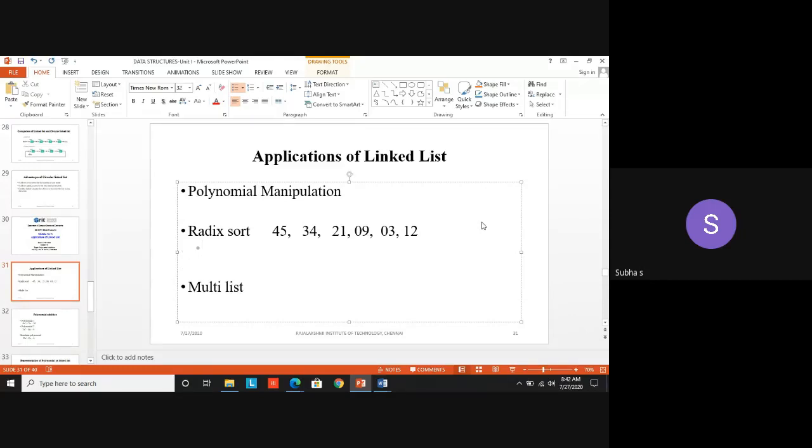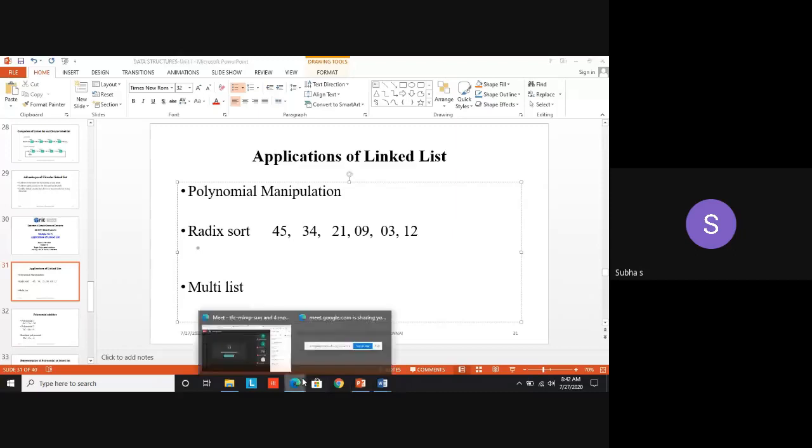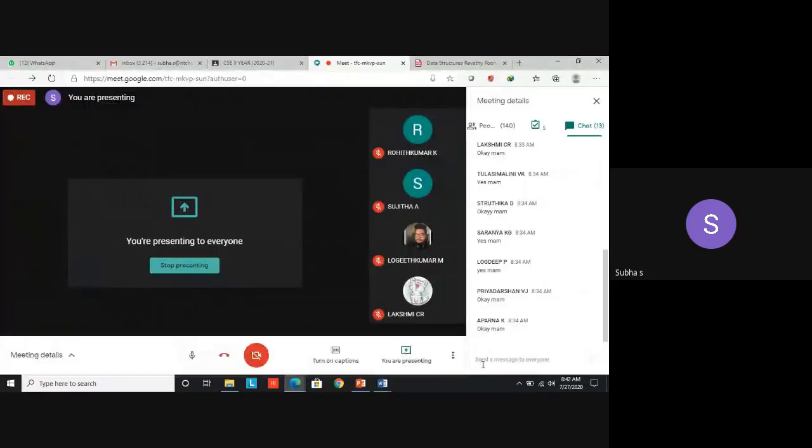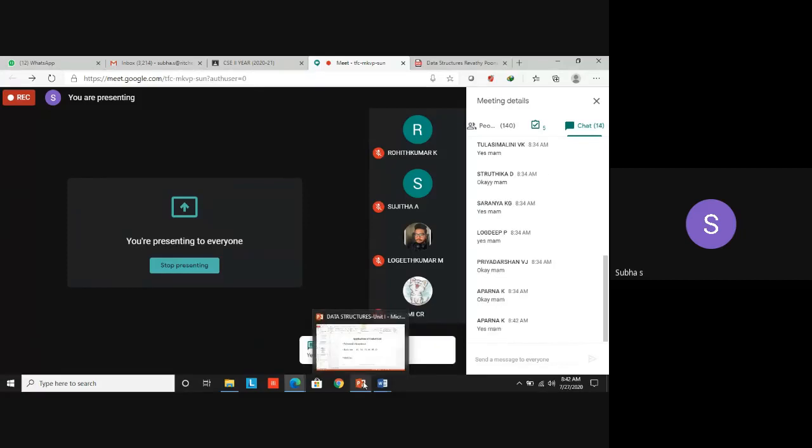Are you able to see the changes whichever I am making in the slide? Need quick answer in chat. I am making some changes in the slide itself for easy understanding.